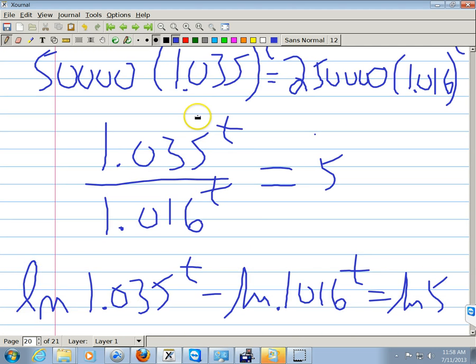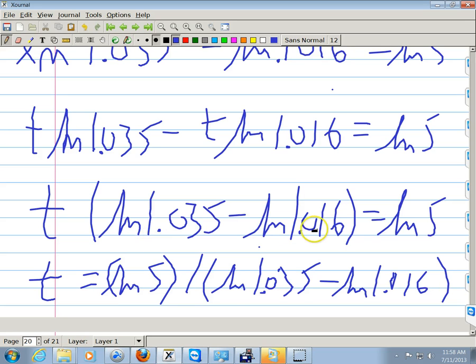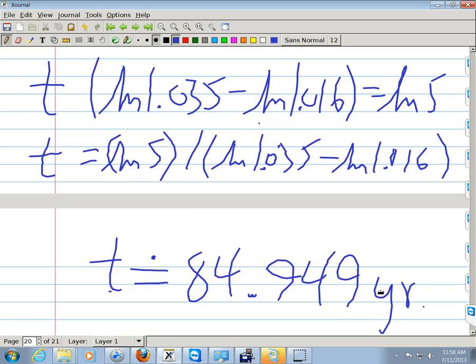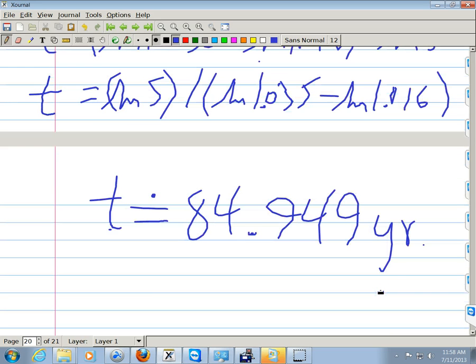Am I doing this in the wrong order? Like 1.035 goes on top, right? Yeah. Right. Then ln of 5 over ln of... But T doesn't equal 84.91. Right, what does it equal? It says 86. Yeah, they're getting 86.